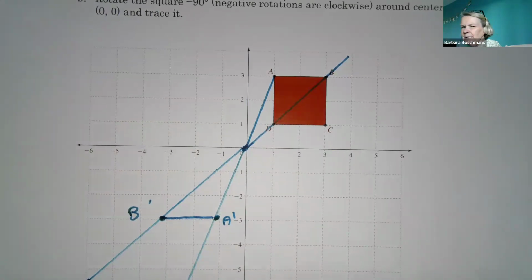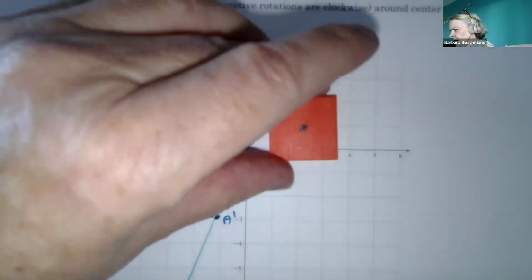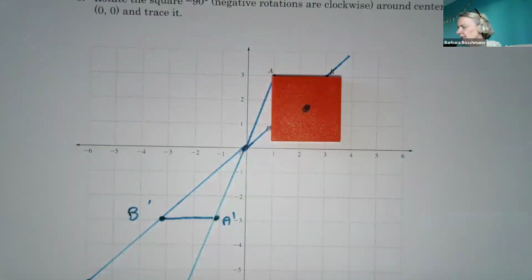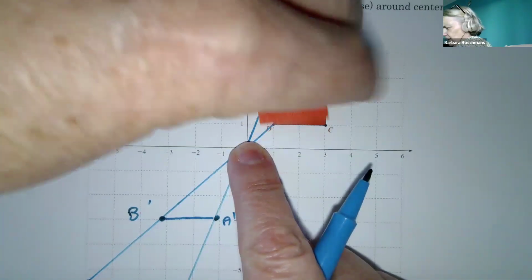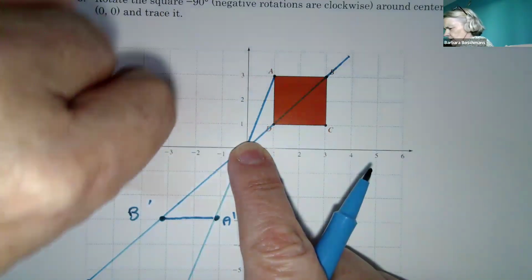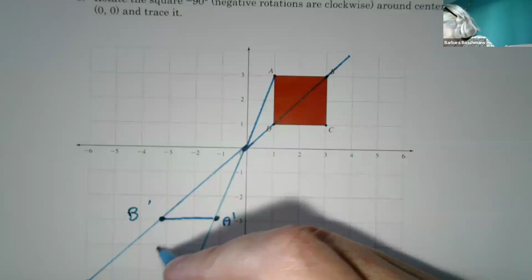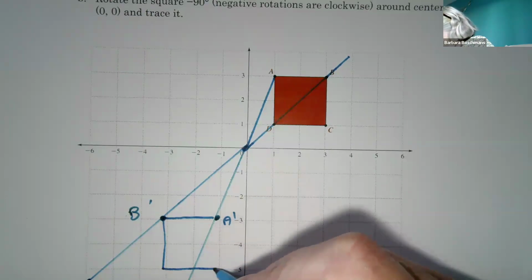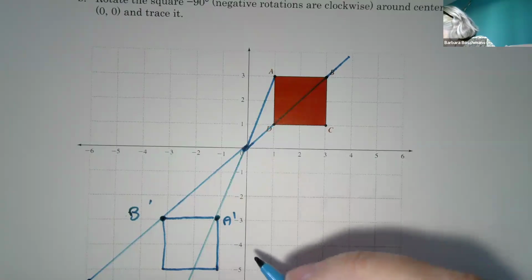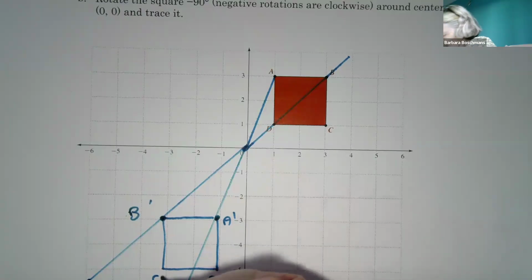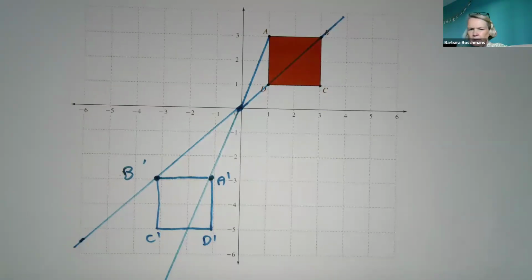So if I'm picturing a square, it's too big, but I'm still going to picture it, right? So I'm going to hold it here and turn it. So the rest of it should come below. That helped me visualize it. This would be D prime and C prime.